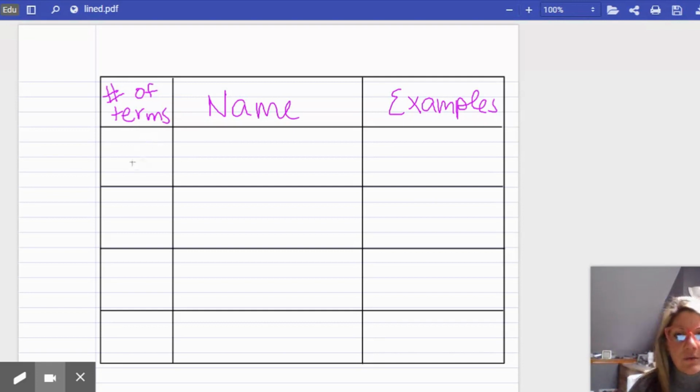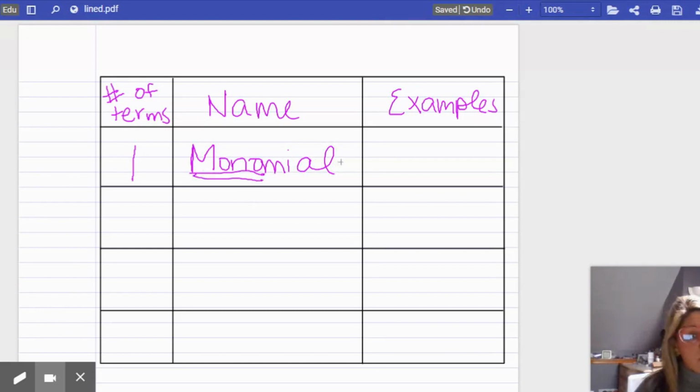So the first number of terms that we're going to talk about is if you have one term. If we have one term, that is called a monomial. Mono means one. When we have a polynomial that only has one term, there are not going to be any plus signs or minus signs. You can multiply as many things as you want, but you are only going to have one term.